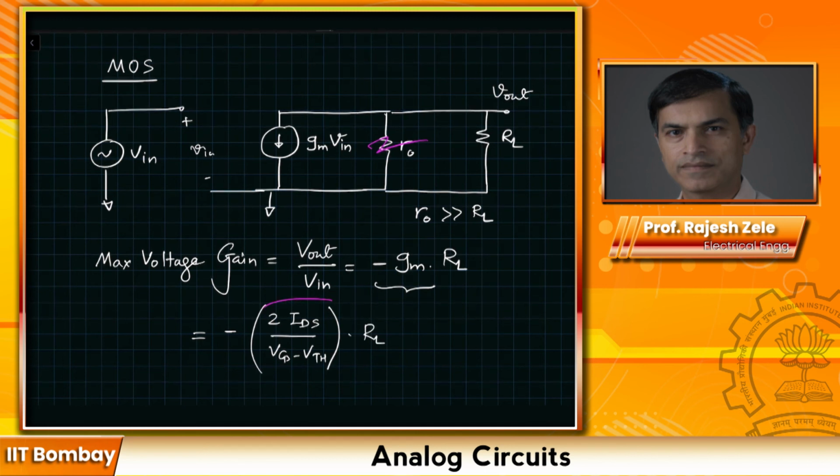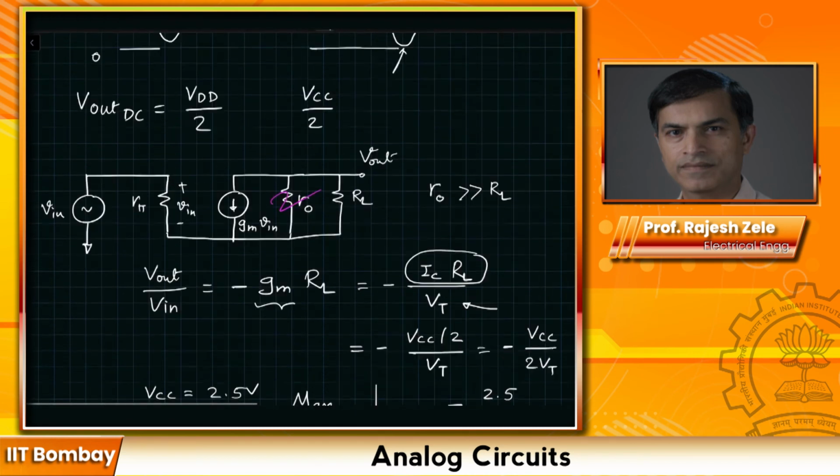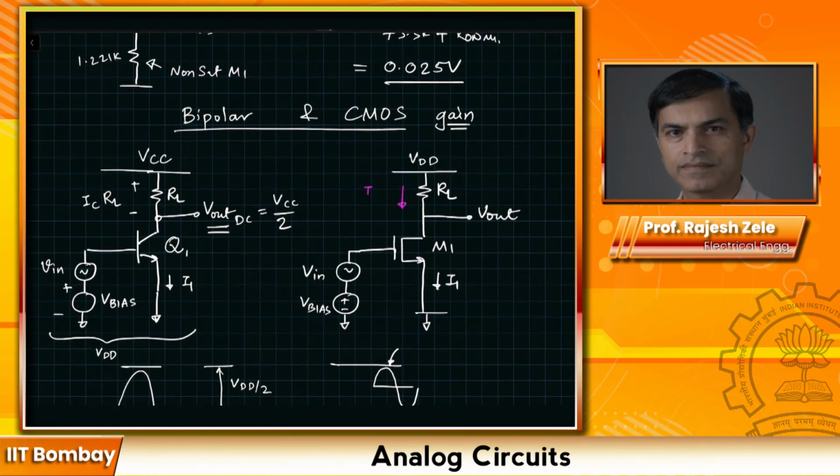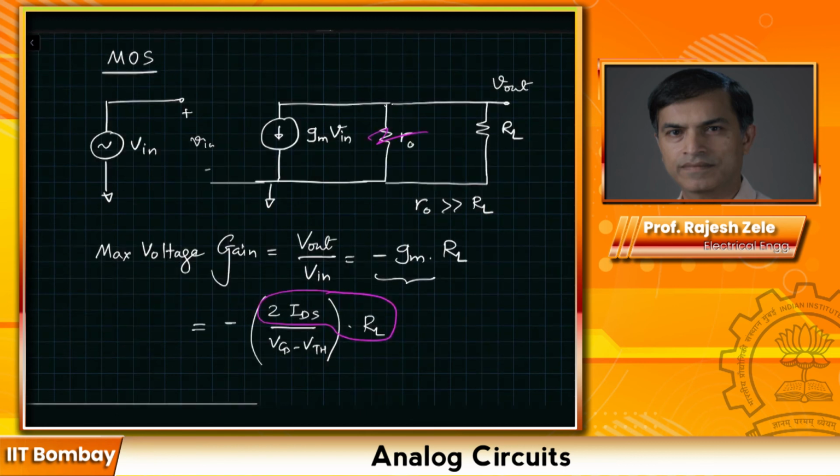Now you can interestingly look at this again and draw a similar comparison. You can see that IDS times RL is the voltage drop across the output resistor. Let me go back and show you. So this is IDS times RL, the voltage drop across this resistor. We already said that the output voltage is biased at VDD divided by 2. So this drop will also be equal to VDD minus VDD divided by 2, which is equal to VDD divided by 2. So 2 times IDS times RL will be equal to VDD, and the gain is VDD divided by VGS minus VTH. So this is the maximum gain we can get out of a MOS stage.